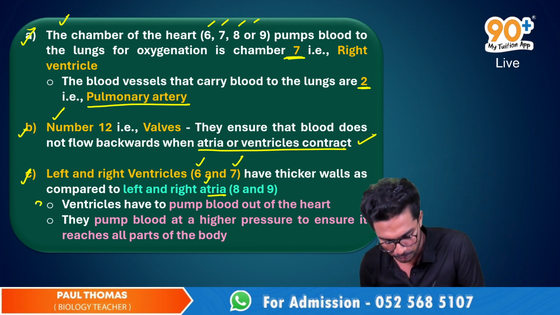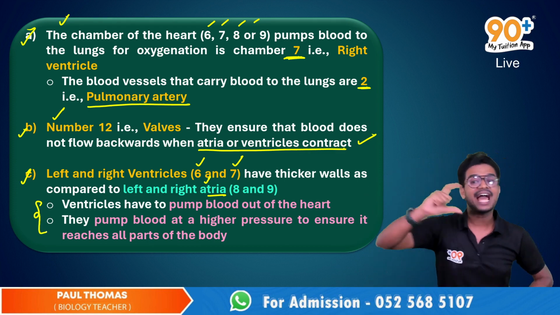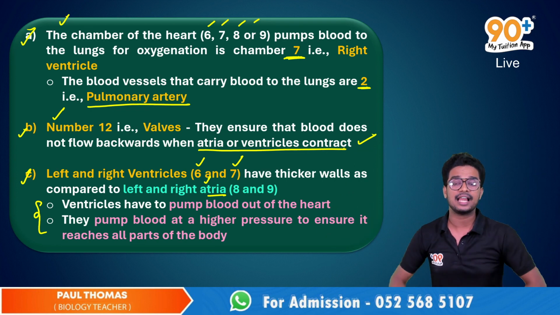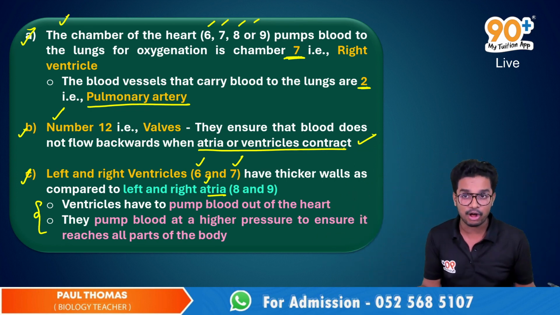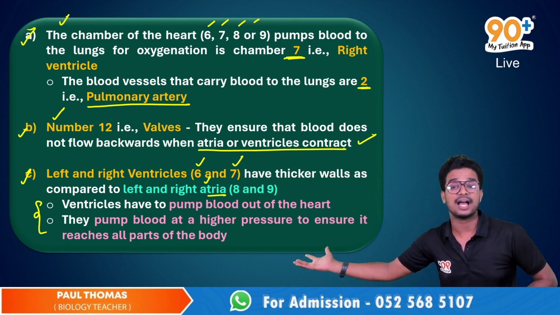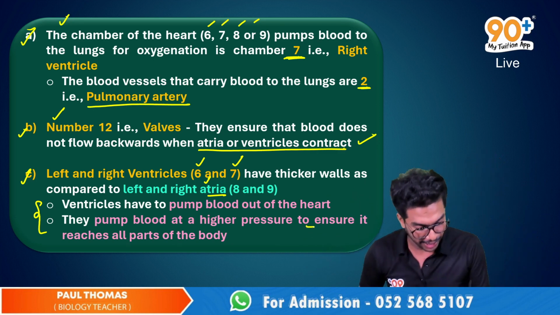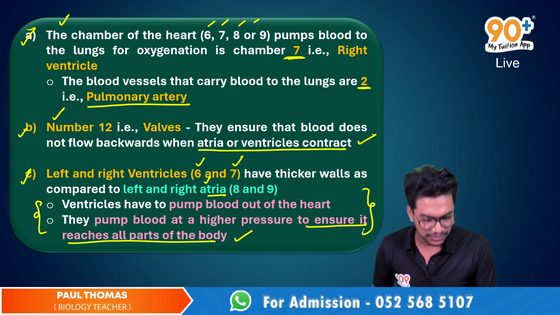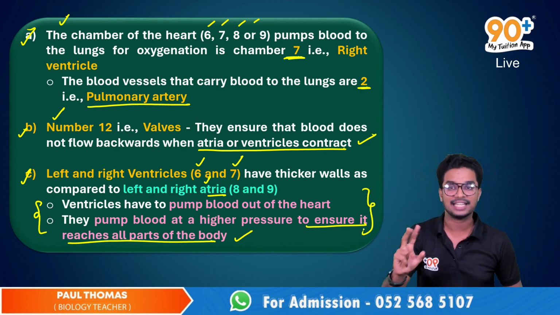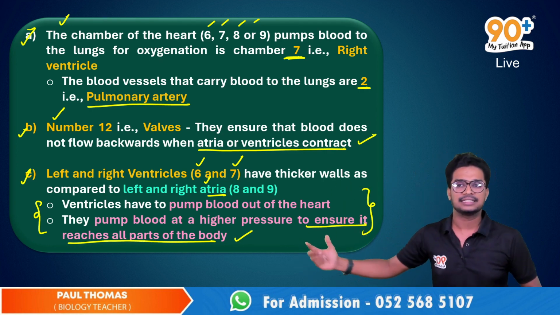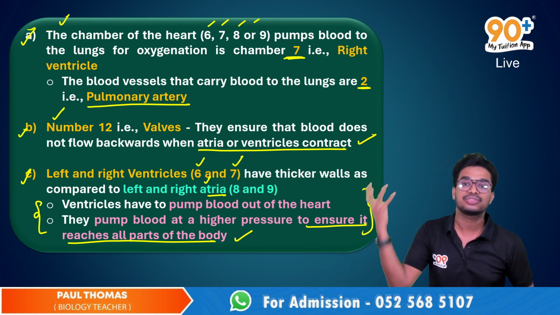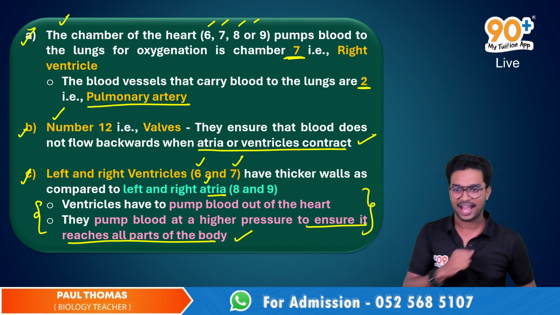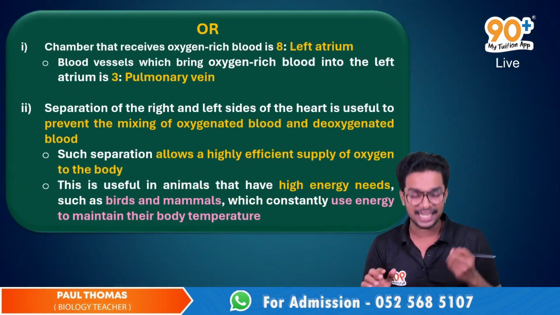Here are the 2 points. The first point is that ventricles have to pump blood out of the heart to every cell, tissue and organ of our body, and they pump blood at a higher pressure to ensure it reaches all parts of the body. Because of these two functions, the ventricles, left or right, have thicker walls as compared to the left and right atria. Now we have just completed the first question.